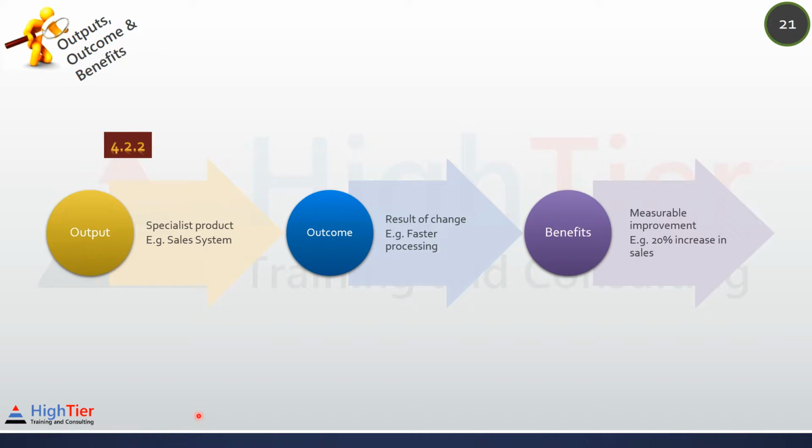A benefit is the measurable improvement resulting from an outcome that is perceived as an advantage by one or more stakeholders. Example, 20% increase in profit. Remember, we first get the output, then by using the output, we get the outcome, which results in the benefits.